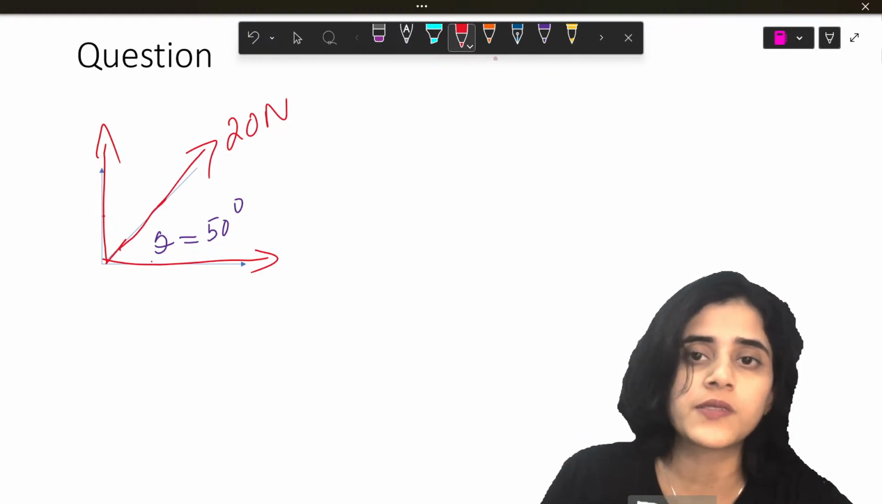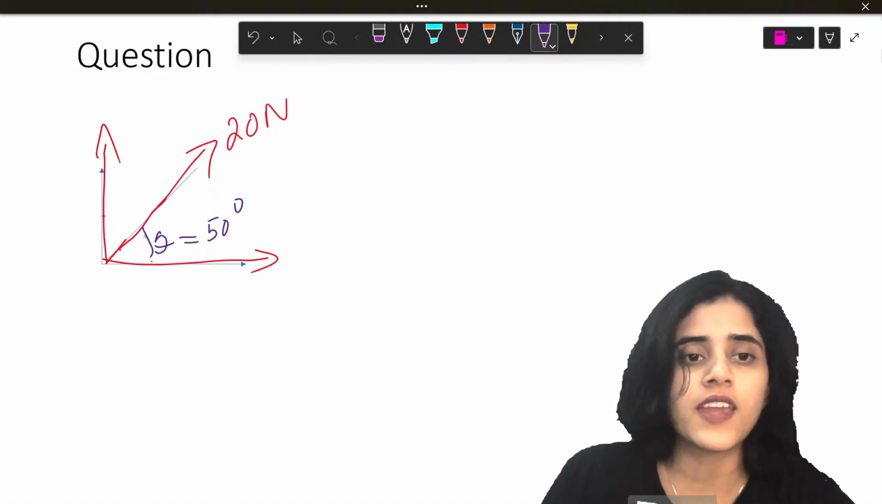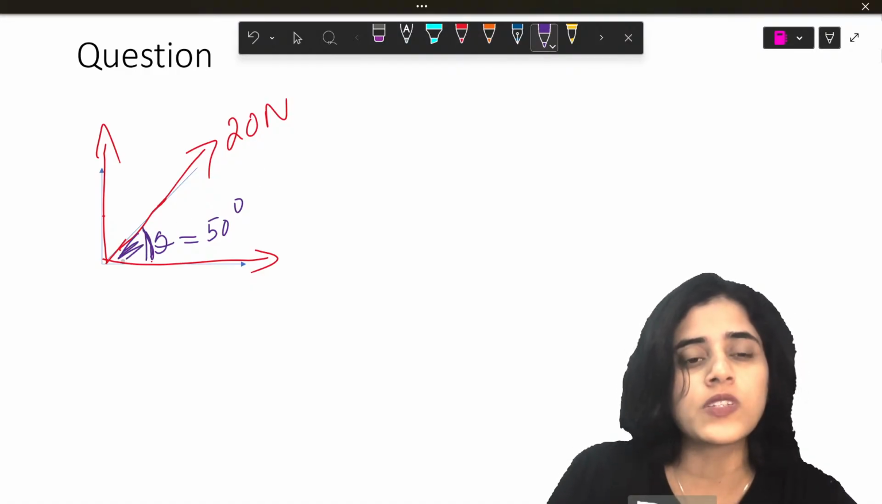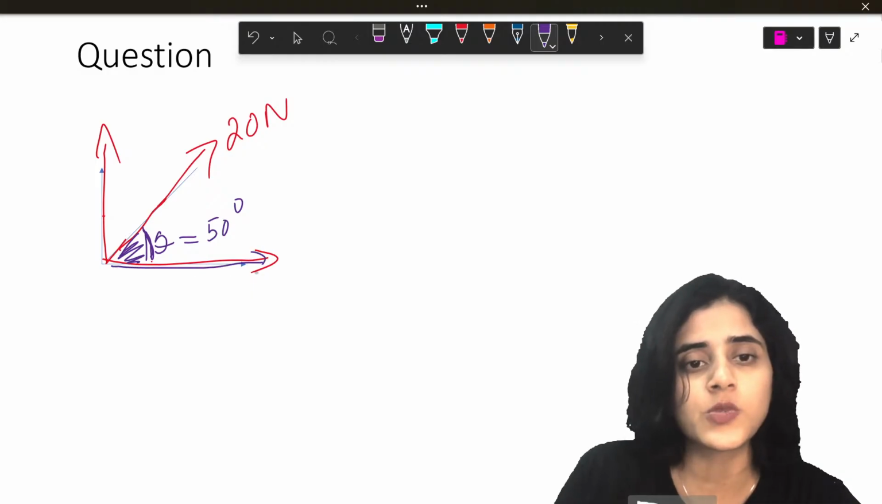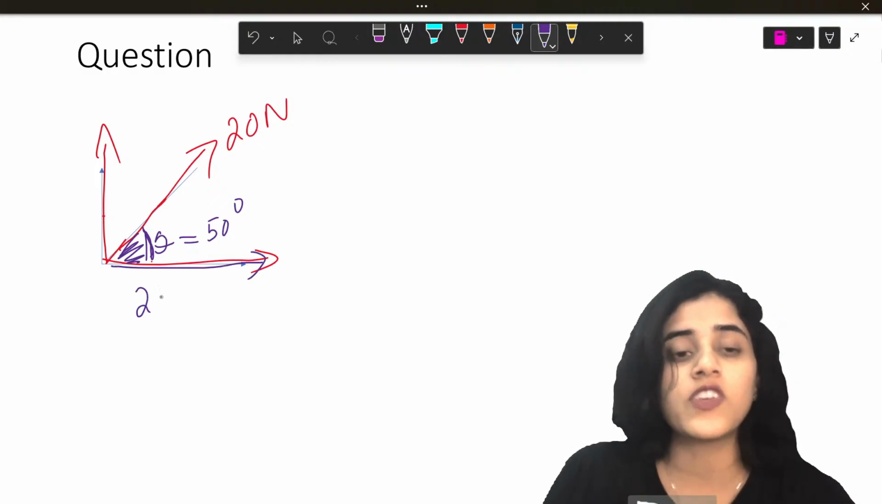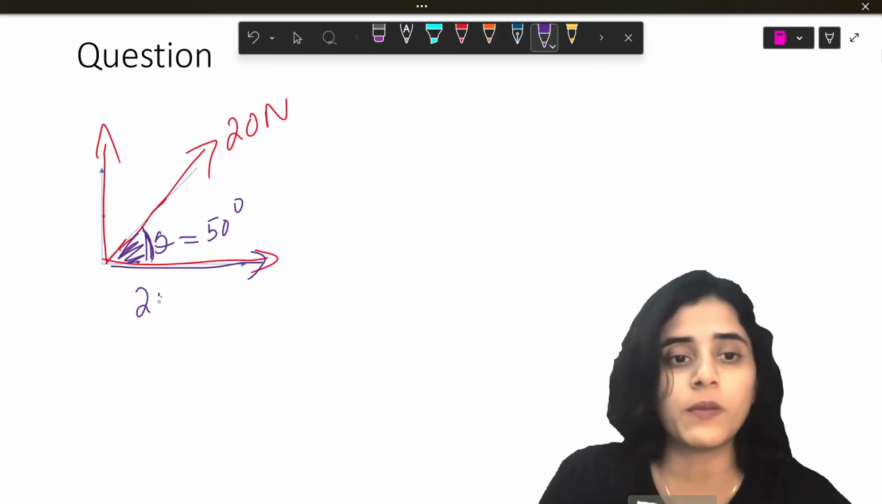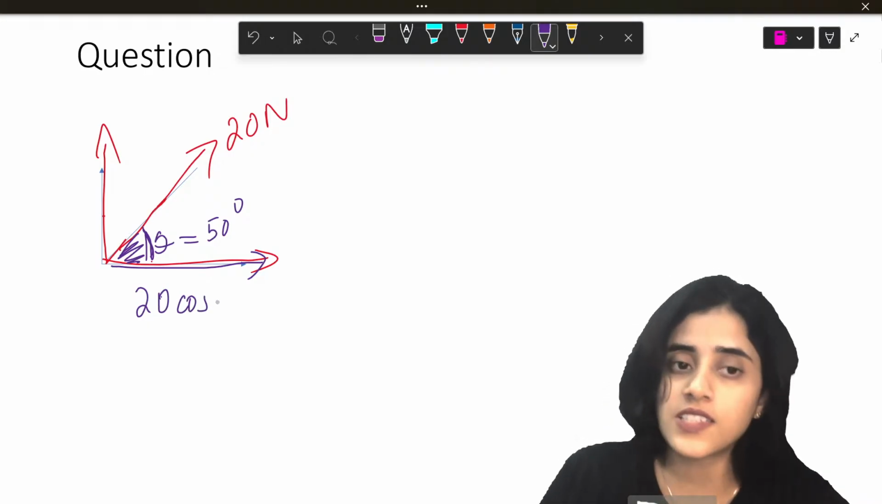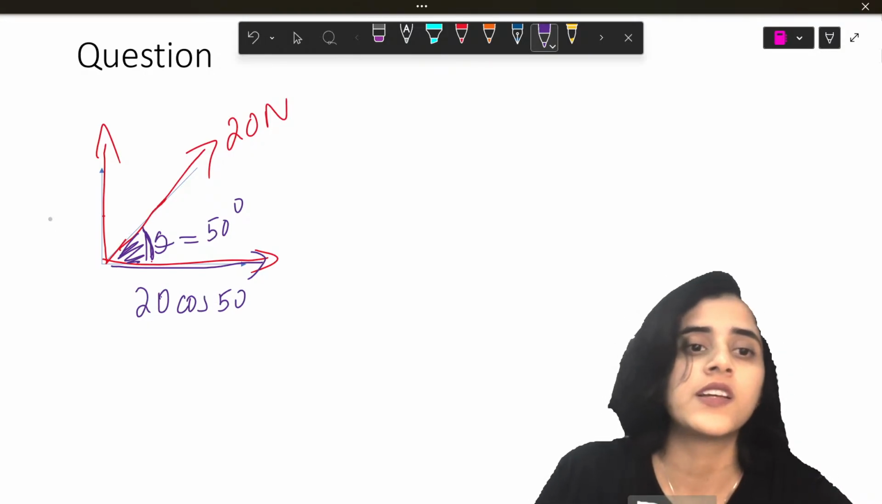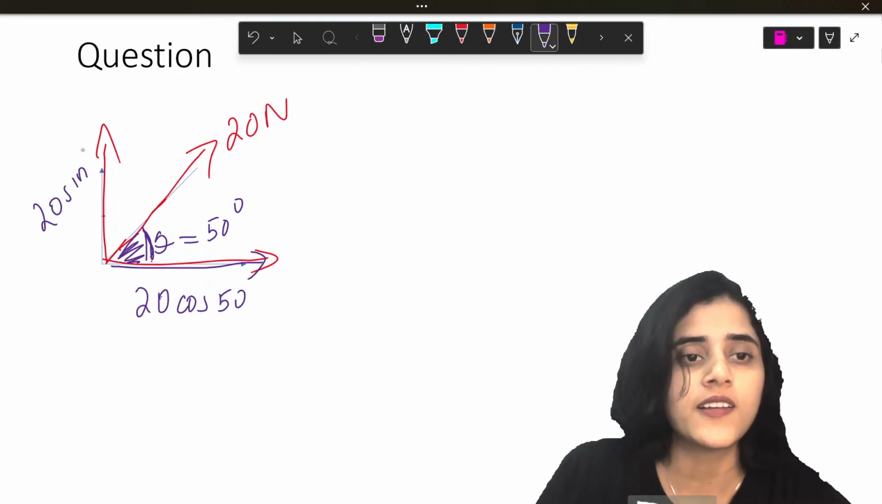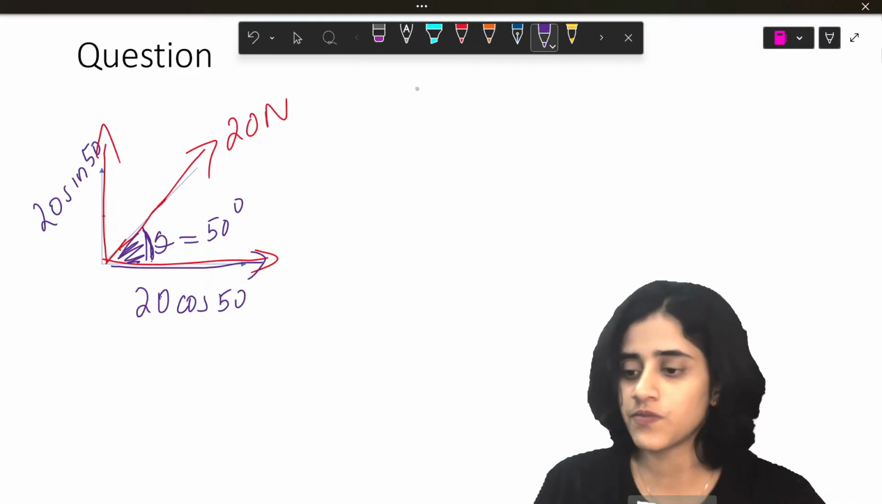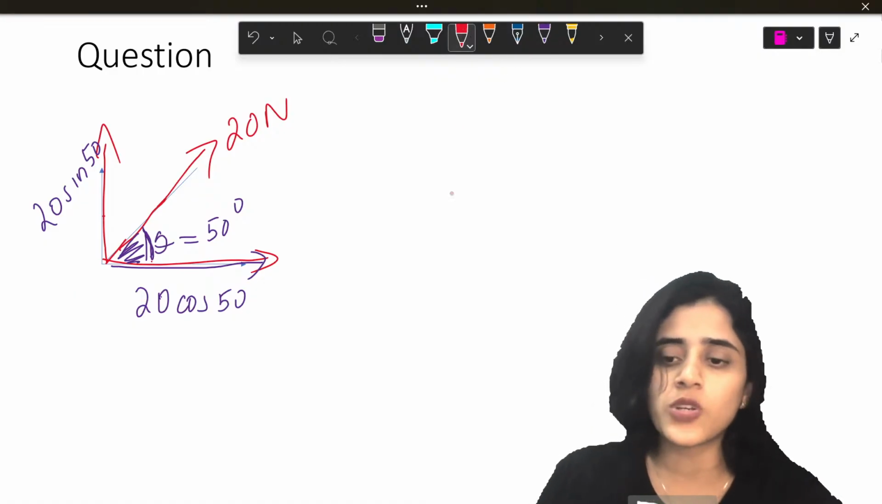How will you do that? If this is the angle, then which is the line close to the angle? It is this one. The vector is 20 newtons, so this will be 20 cos 50, and this will be 20 sin 50. Now let's look at another example.